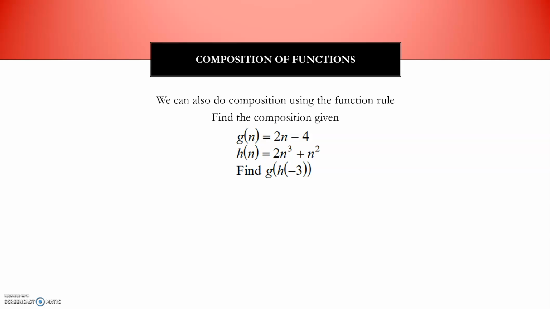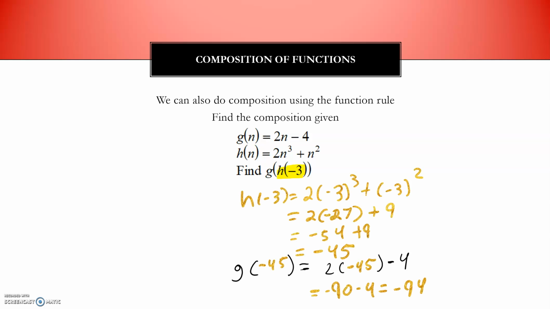You go ahead and try this one. G of h of negative 3. And the answer here is going to be negative 94. If we have the problem g of h of negative 3, we find h of negative 3 first, which is negative 45. And then we find g of that value. G of negative 45 is negative 94.